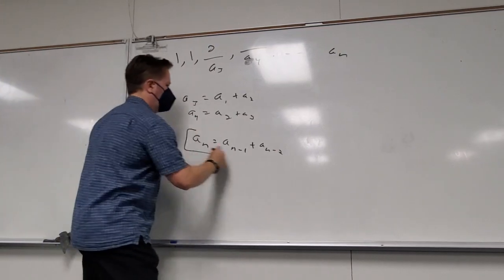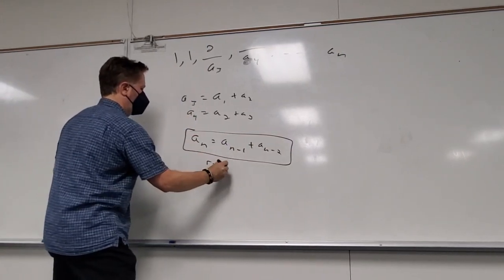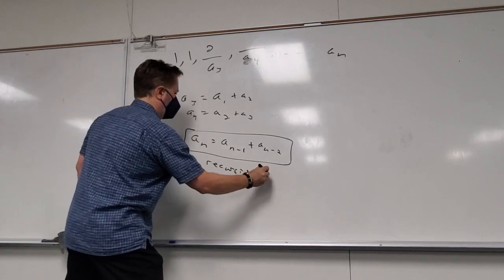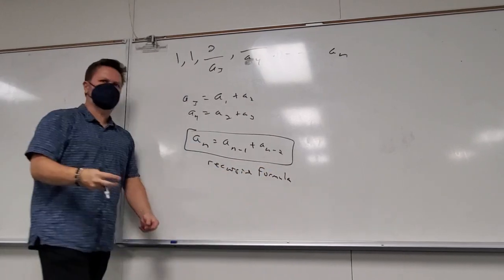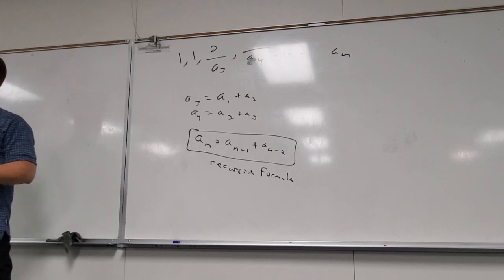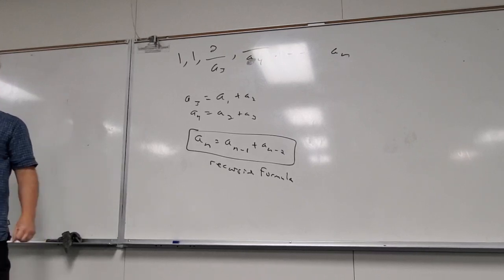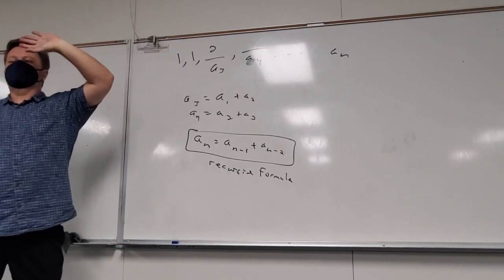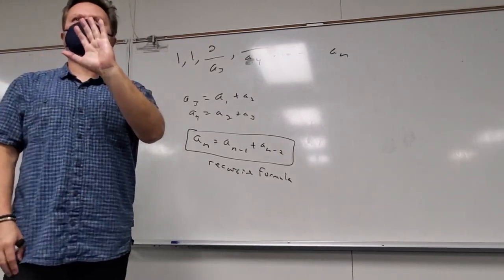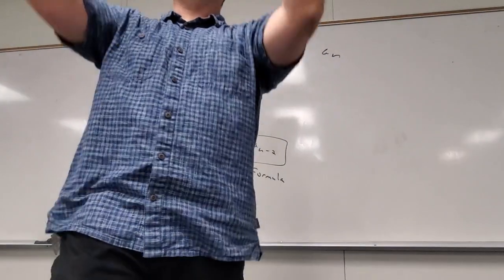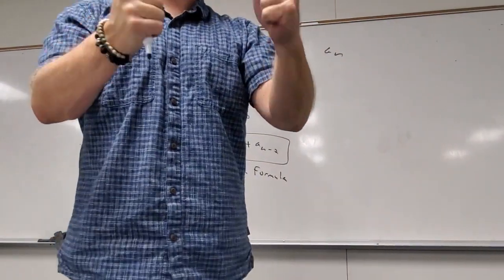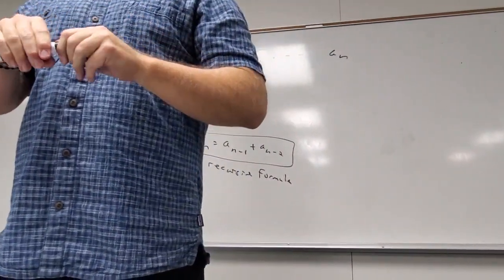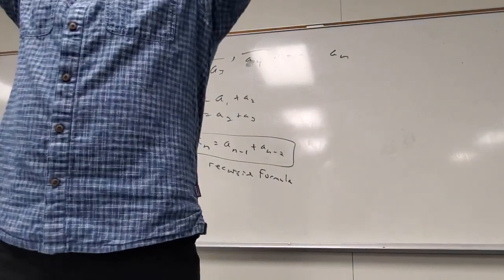This is called a recursive formula. Recursive basically means it's referring to itself, it's building on itself. Fibonacci sequence, real quick: you can have an entire semester, you can actually have an entire lifetime devoted to analyzing the Fibonacci sequence. Has anybody ever heard of a golden rectangle?